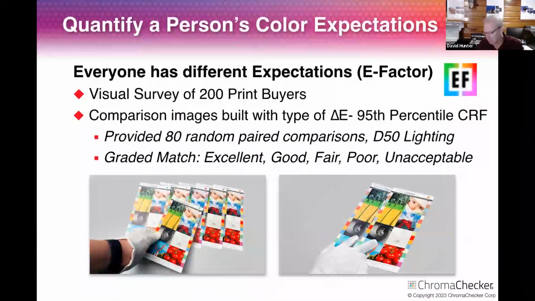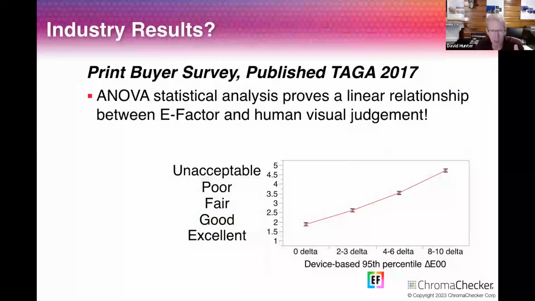So in this way, we've pioneered this concept of E factor to build a mechanism to quantify what a person's expectations are. So yeah, with 200 print buyers, we have an idea of how the majority of the population fans out, and we did an ANOVA statistical analysis to prove there's a direct relationship between the E factor and people's level of acceptance for a color match.